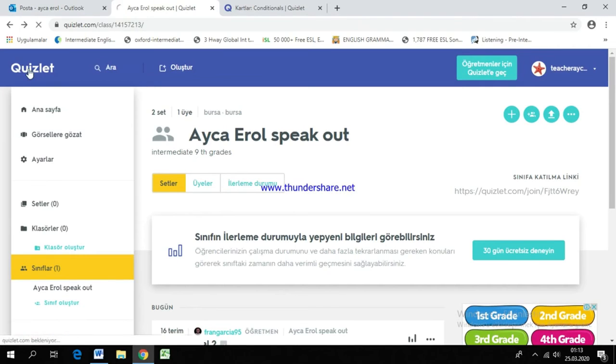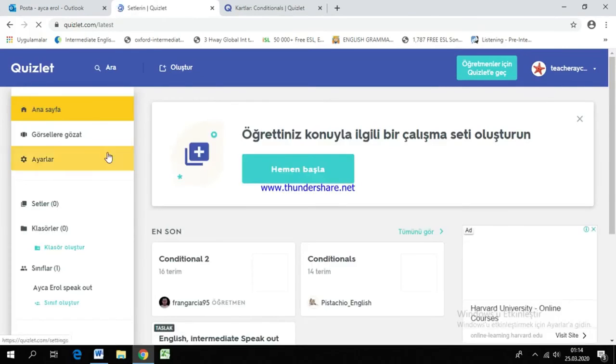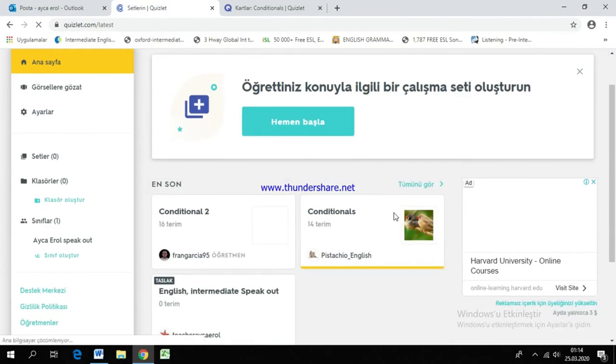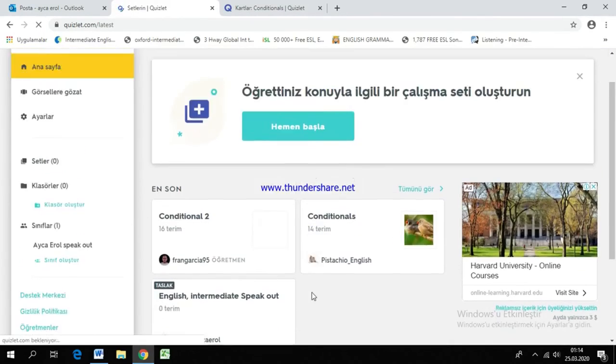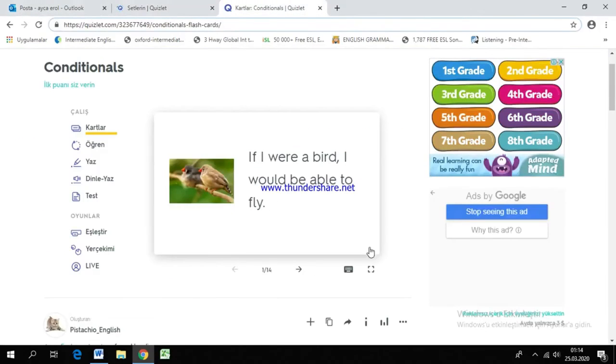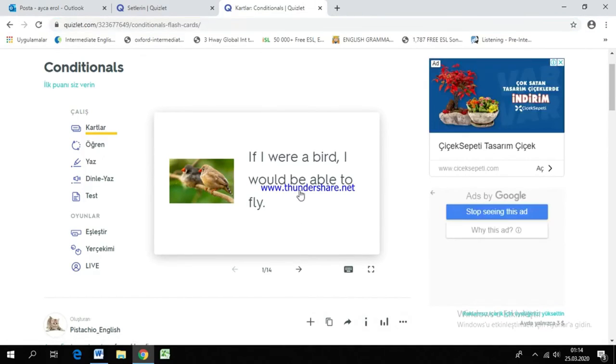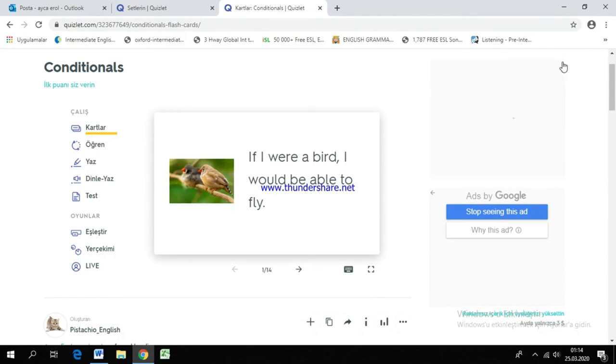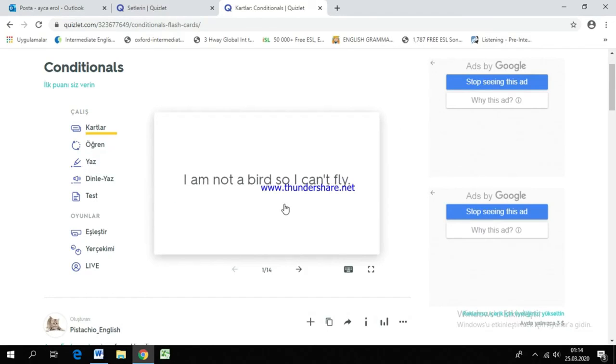So if you go to Quizlet and try to find some materials for the last things that you have learned, you can find them. So here there are some cards, readily prepared cards about any subjects you learned, so you can do your search accordingly. Let's have a look at the first one. If I were a bird, I would be able to fly. This is what we always do. So I'm not a bird, I cannot fly.